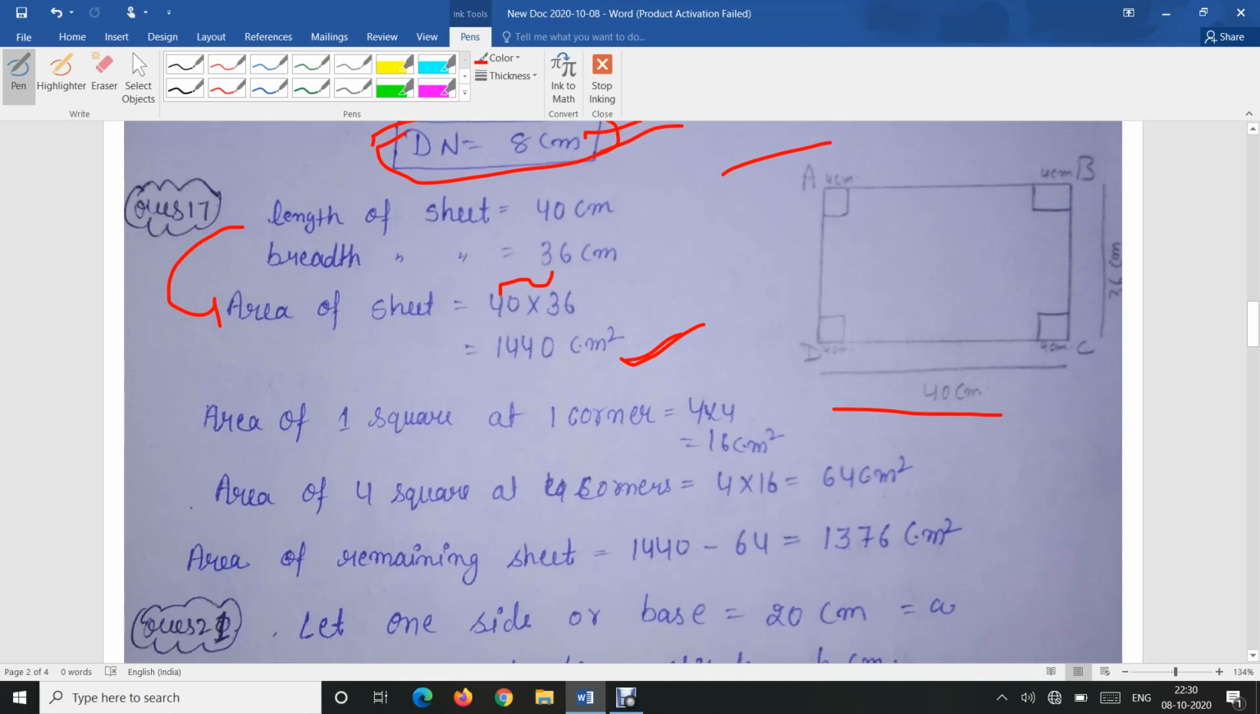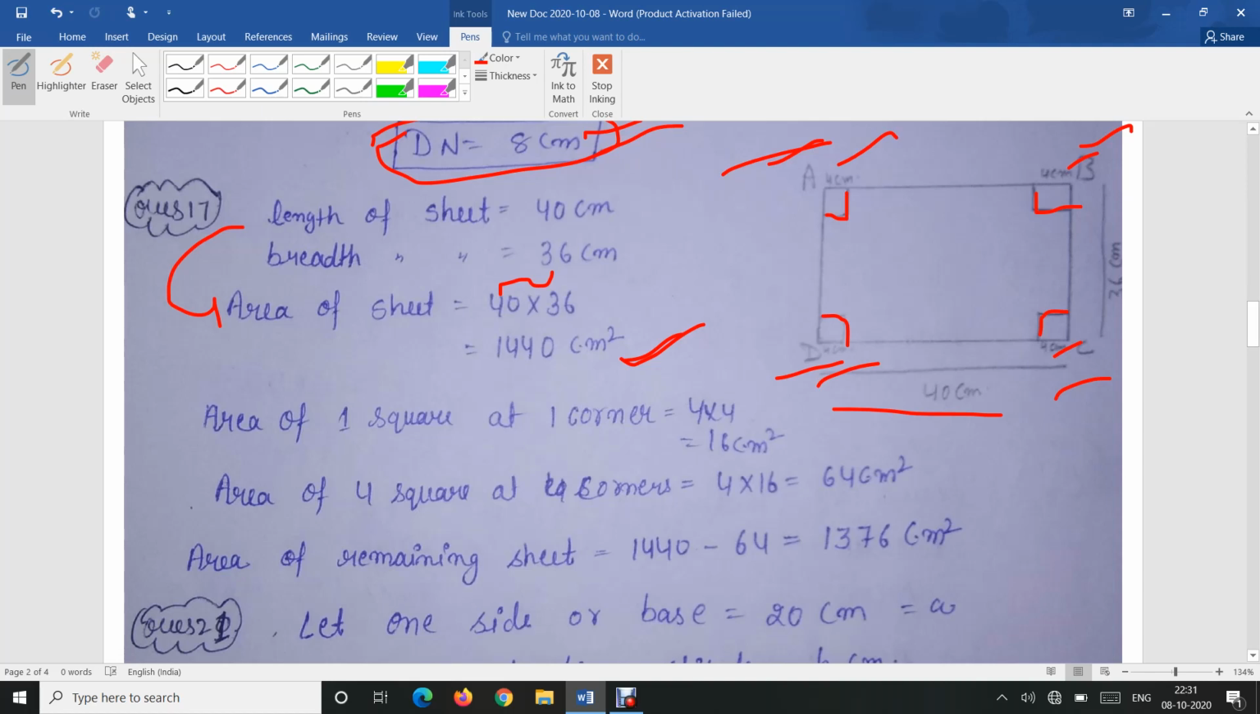Now the condition is from each corner a square of side 4 centimeter is removed. Okay, now there are 4 corners, 1 2 3 and 4, and at each corner there is a removal of sheet in the shape of a square. So in the shape of square there are 4 removals. Now you have to find out the area of all these 4 squares, 1 2 3 4. You have to find out the area of these 4 squares.